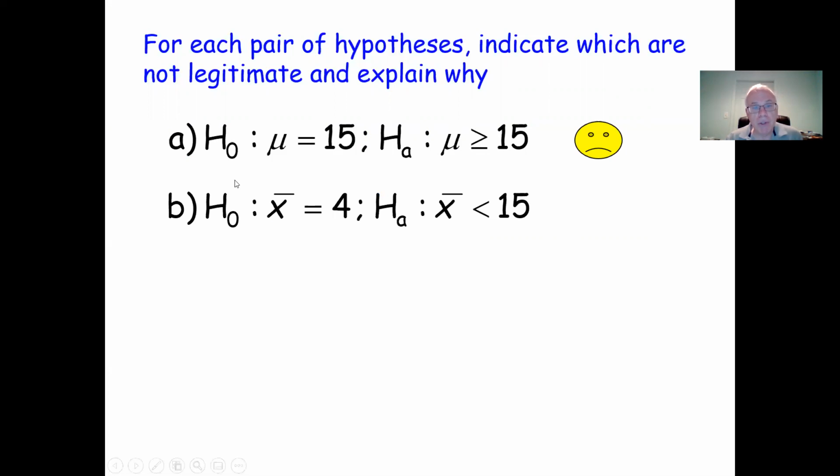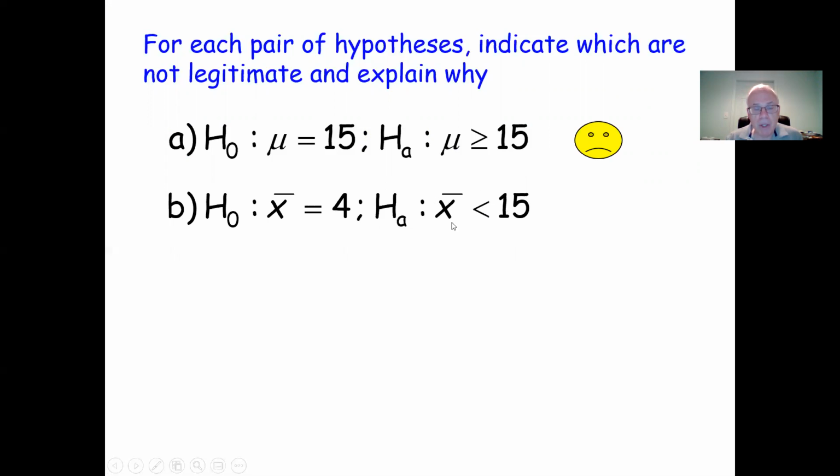Here's another situation. X bar is equal to 4. For the null, HA is X bar is less than 15. Now, this is no good either. It's actually 2 errors here. First error is that the numbers don't match. These numbers always have to match, the null and alternative.